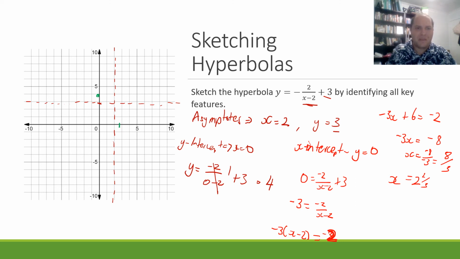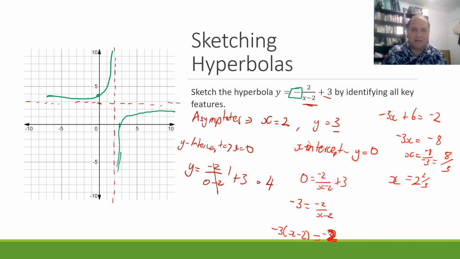Just looking at that, our quadrants should be top left and bottom right, which makes sense because our dilation is negative. We've got a negative value there. So it makes sense to be in those quadrants. Then we can just draw our branches, making sure we stay within our asymptotes. And there's our sketch. We've got our asymptotes and we've got our intercepts.